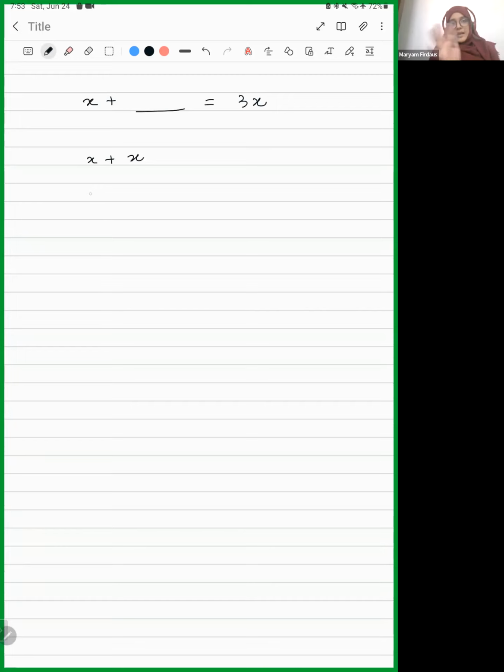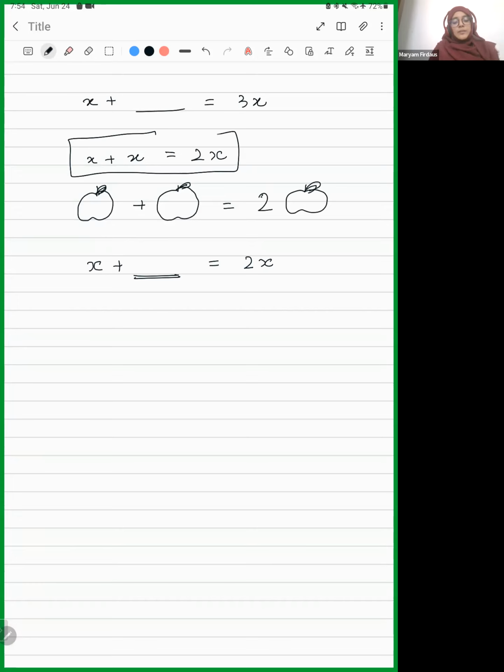Riyaz, let's say instead of x, I have an apple, okay? So this is an apple and this is another apple. How many apples do we have? Two. Speak a little bit louder, okay? Yes, two ma'am. Apples. So x plus x is what? 2x, right? So if I ask you, x plus what will give you 2x? Take a hint from here. X. Very good. X plus x will give me 2x.